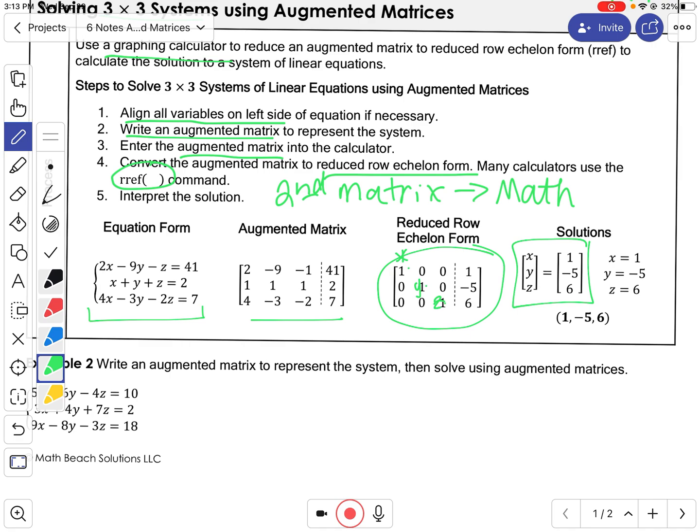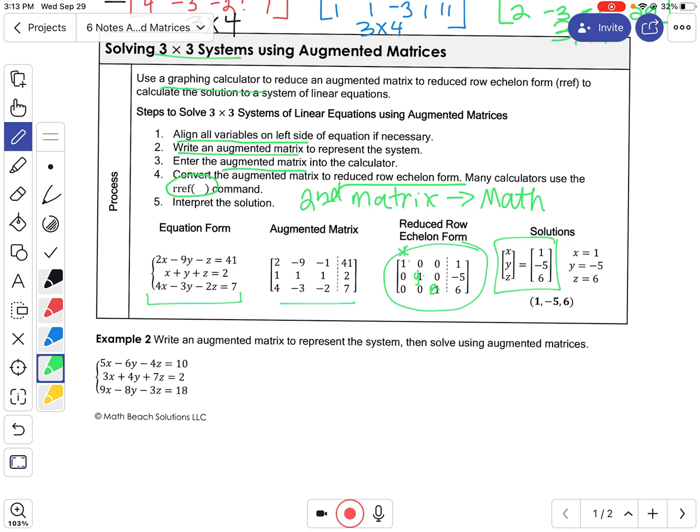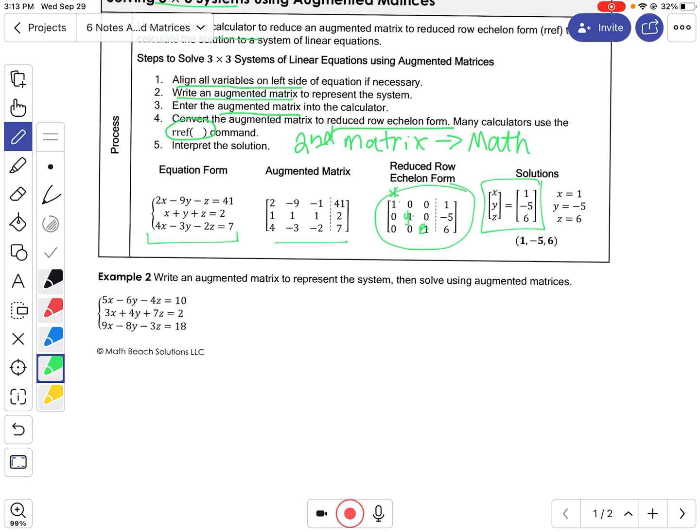So that would be your ordered triple. So it's not too difficult. All right, so first thing we're going to do is write it as an augmented matrix, and then we're going to solve it. So first thing, we just went over this.